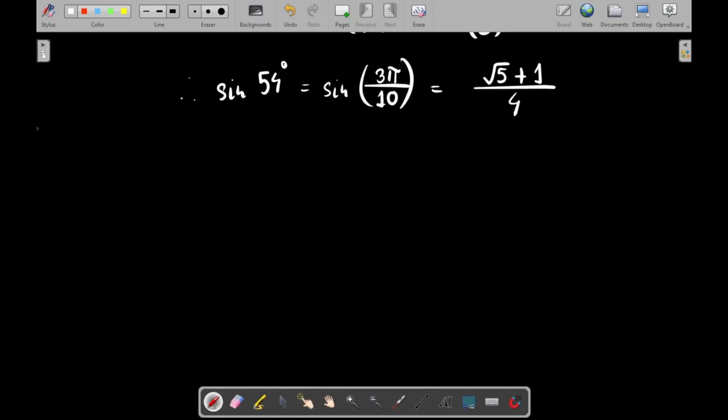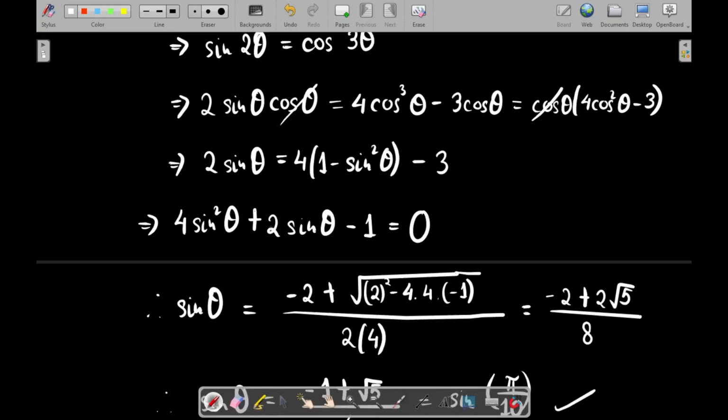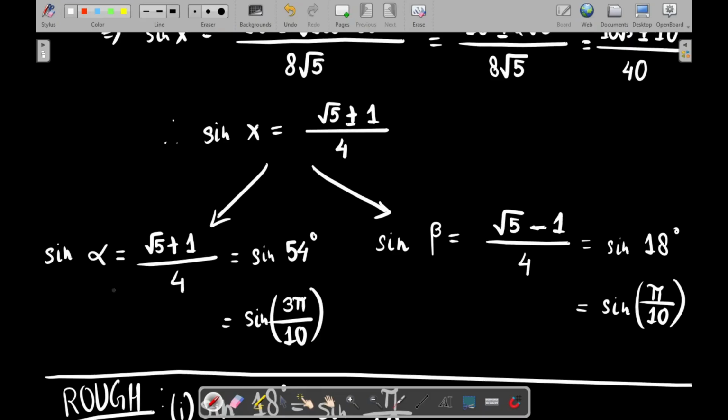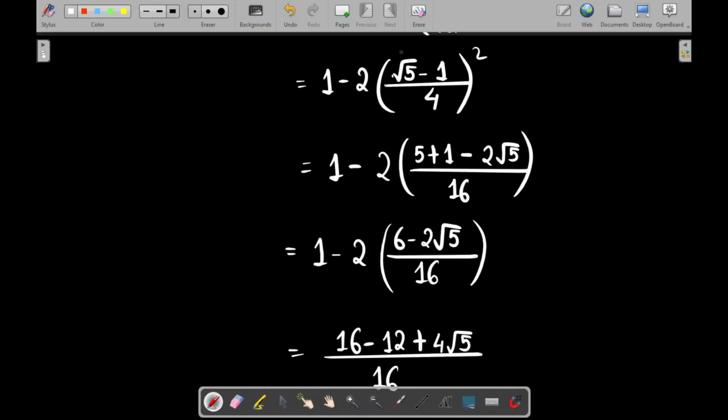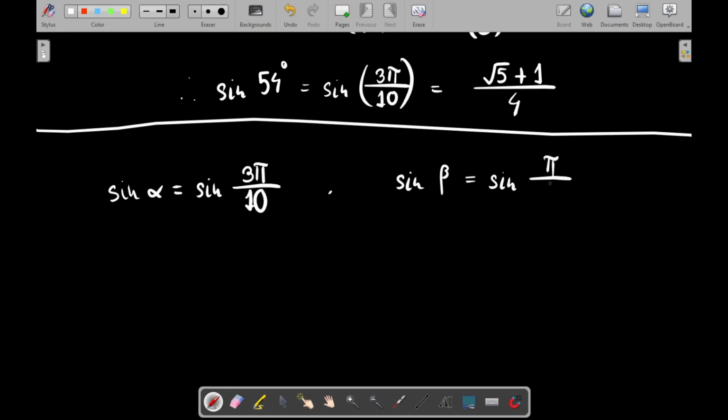So if you know these two angles directly, there is no need to do all these calculations. I did it because I wanted to show this. If you do not know this, you can derive it, but it is better if you know these two values directly. So we have got sin alpha and sin beta as 3 pi by 10 and pi by 10. So we continue from there. Sin alpha is equal to sin 3 pi by 10, and sin beta is equal to sin pi by 10.